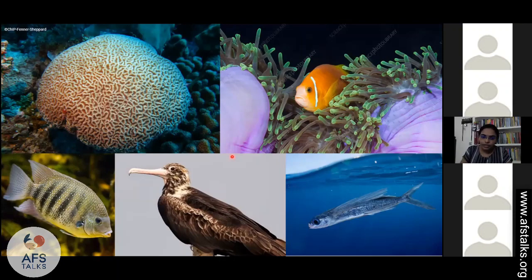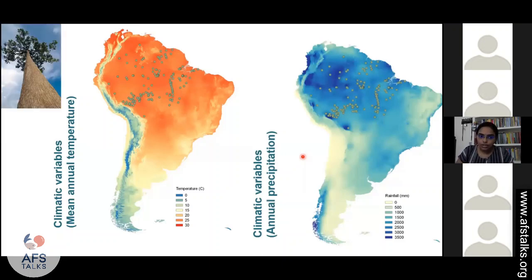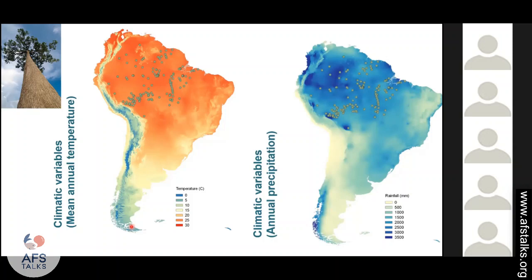Okay, for example, we will just look into a Brazilian nut. This is only found in the Amazon forest. Here we can see the green spots. These green spots are the occurrence points of Brazilian nut that is distributed in the Amazon forest. Here, look at the climatic variables. The red figure is the mean annual temperature and the other one is the annual precipitation. Here we can clearly say that the Brazil nut is only distributed in a temperature higher than 20 or 25 to 30, right? So the temperature range of Brazilian nut is 25 to 30.